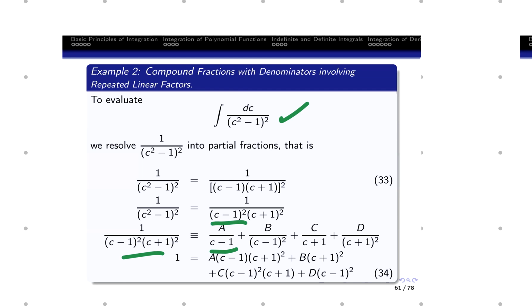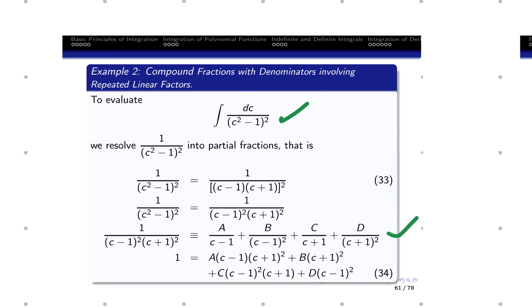Then you have the same for c plus 1 squared. So you take the next letter, capital C over c plus 1, plus D over (c plus 1) squared. If this one goes up to 7, you have to keep going: C over c plus 1, D over (c plus 1) squared, E over (c plus 1) cubed, F over (c plus 1) raised to power 4. You keep going until you get to 7. That's what it means for the linear factor to be repeated, right? But here we just have 2, so we just go A for c minus 1, B for (c minus 1) squared, C for c plus 1, and D for (c plus 1) squared. And now that we have this, once you're able to write this correctly, then you are on track. But once you get it wrong here, then there's little hope of success.